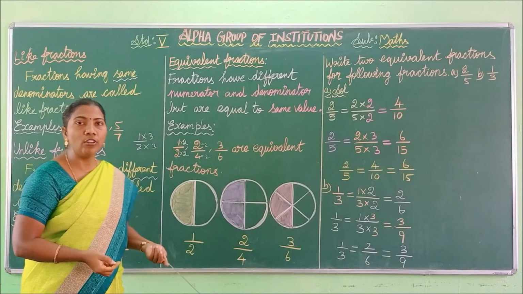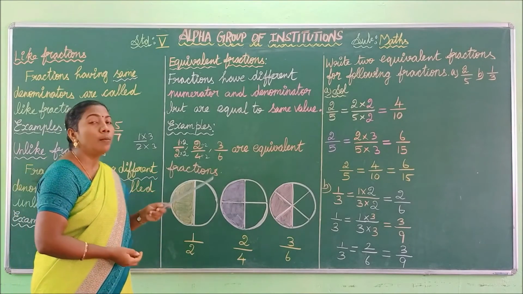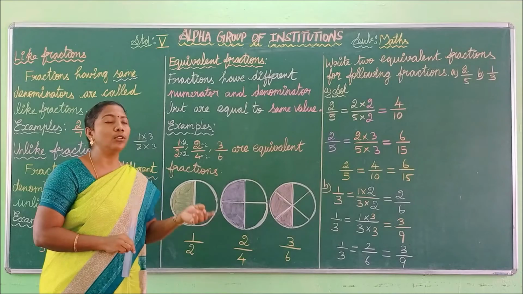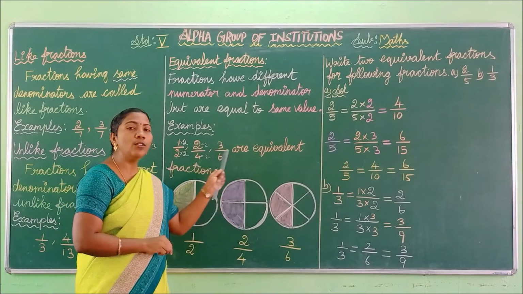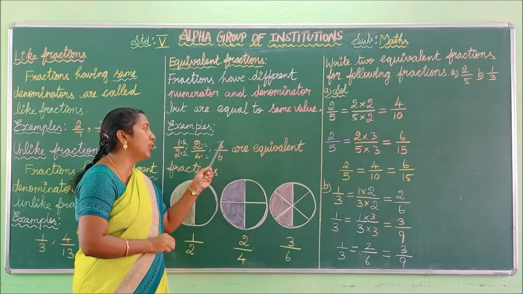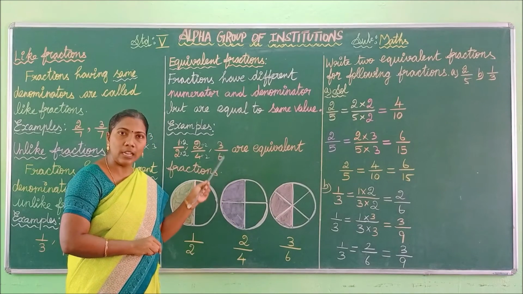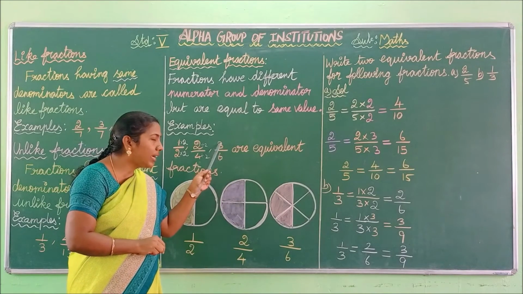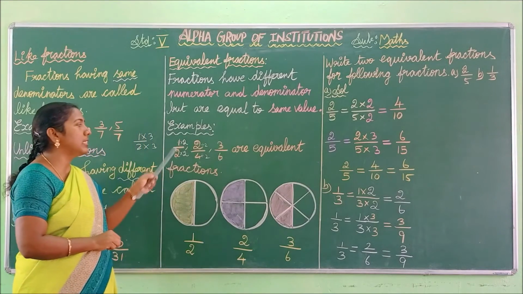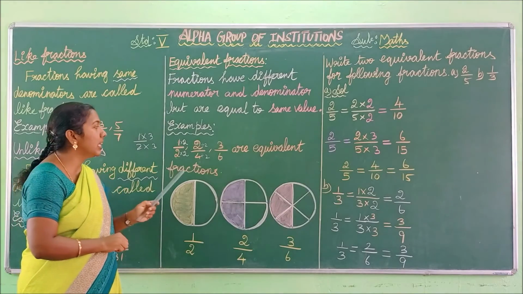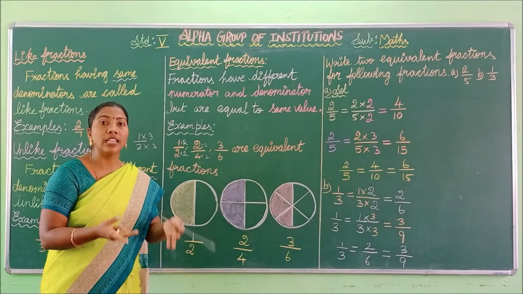How do you get the equivalent fraction for the given fraction? By multiplying the same number to the numerator and denominator, we get the equivalent fractions. And if you divide the equivalent fraction's numerator as well as the denominator by the same number, you get the same answer, 1 by 2. Let us see how these fractions are equal.